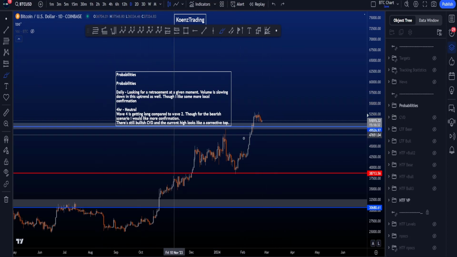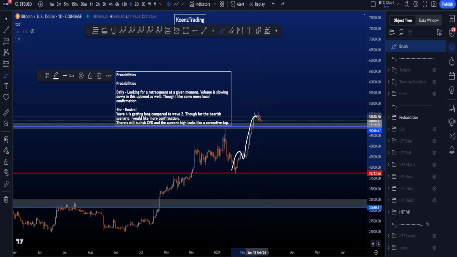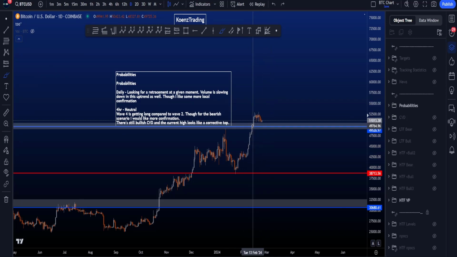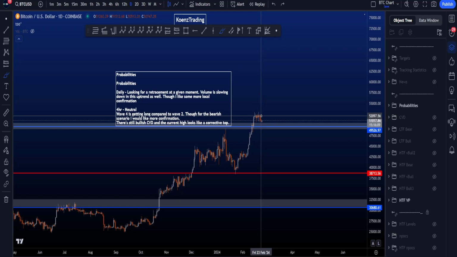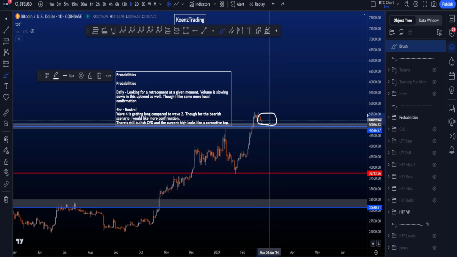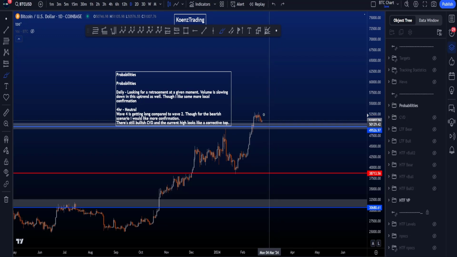On the 4-hour time frame, probabilities at the moment here are neutral. Wave 4 is getting very long at the moment compared to a wave 2 if we think about the 1, 2, 3, 4, 5. Right, for the bearish scenario, however, I do like some more confirmation, and there is still bullish CVD divergences as I've just shown as well. Even though there's one pivot on the left and one pivot on the right of the recent high, it is something I at least take with me and something that I observe, but I want to see local strength as well. Also, this high that we have at the moment does still look a little bit like a corrective top instead of a wave 5 top.